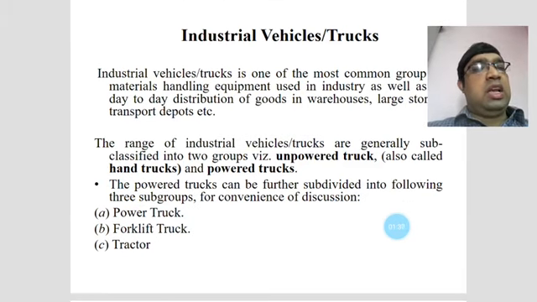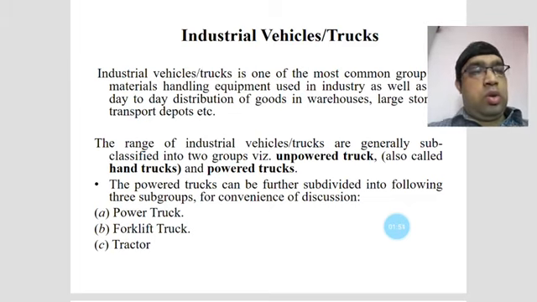The range of industrial vehicles and trucks is generally sub-classified into two groups: one is unpowered trucks, and the other is power trucks. The unpowered truck is also called the hand truck, and hand lift trucks or hand trucks are used in different places.